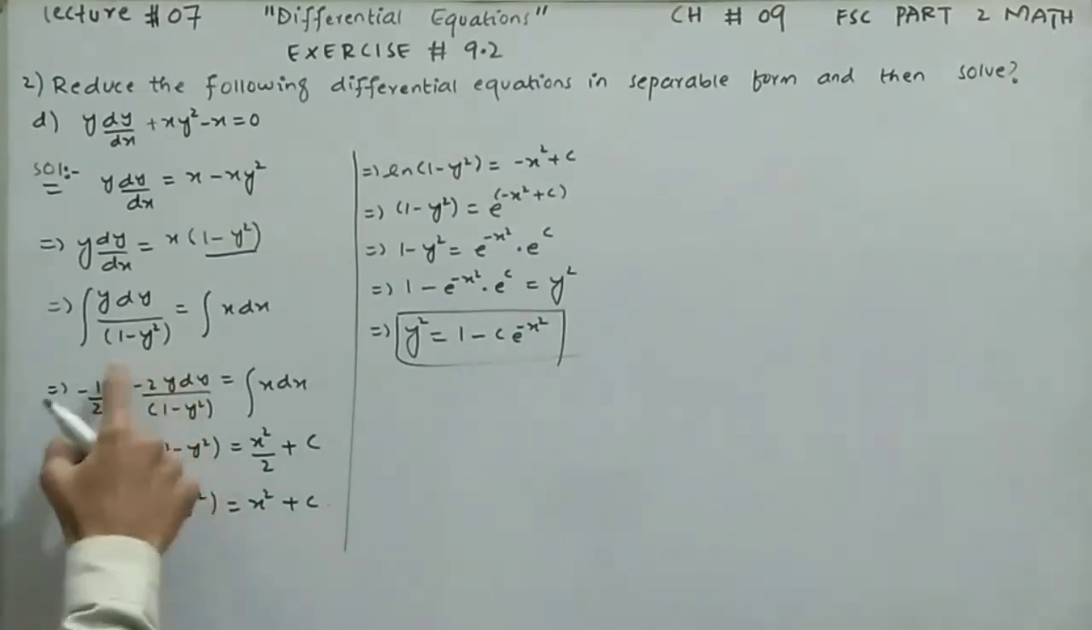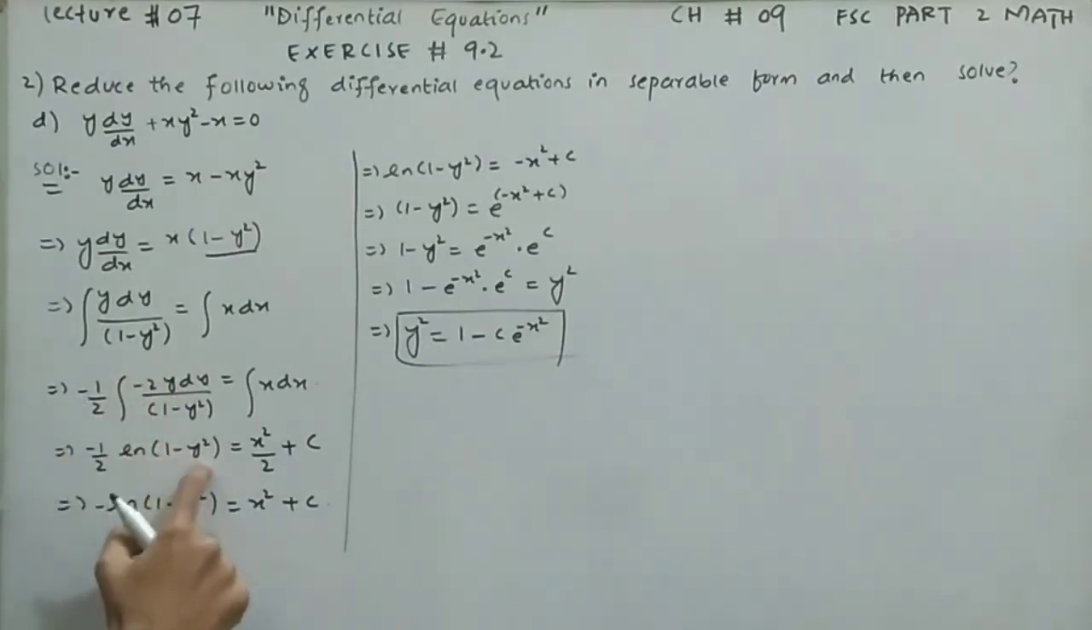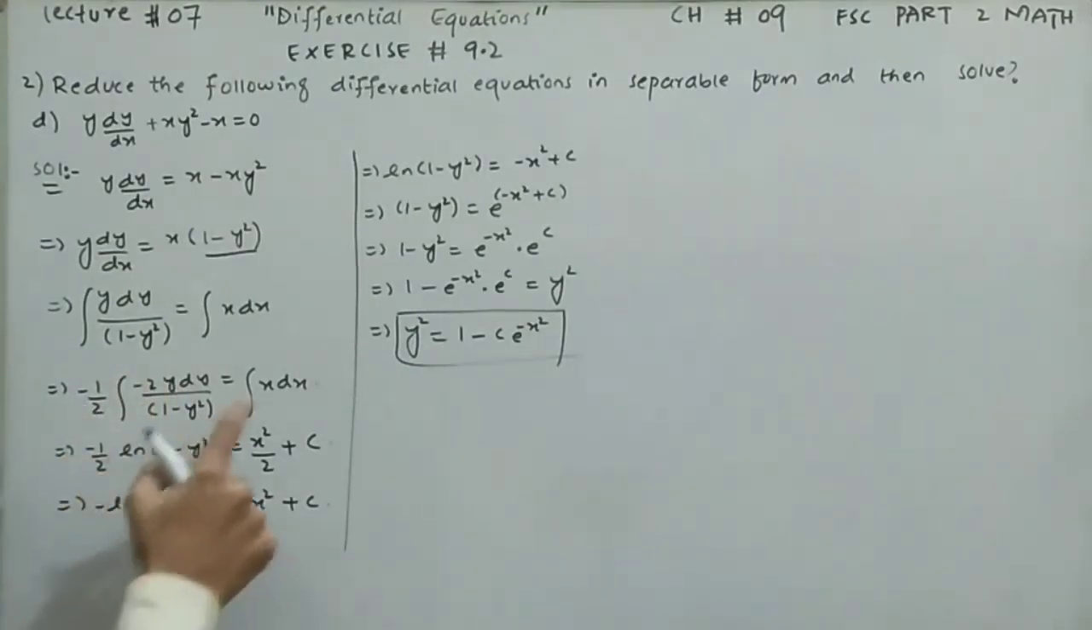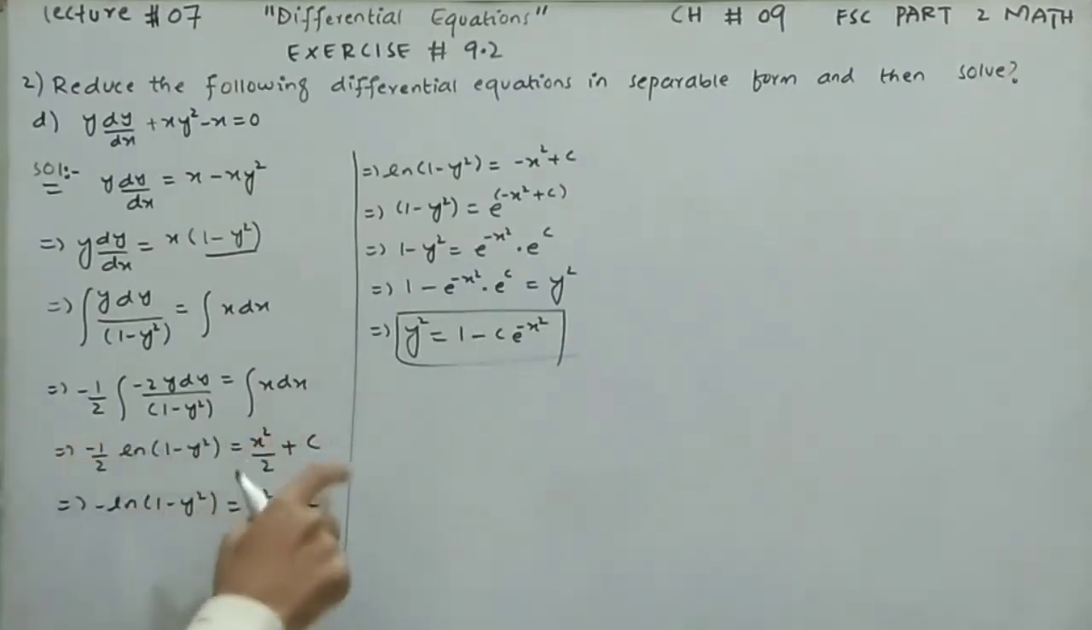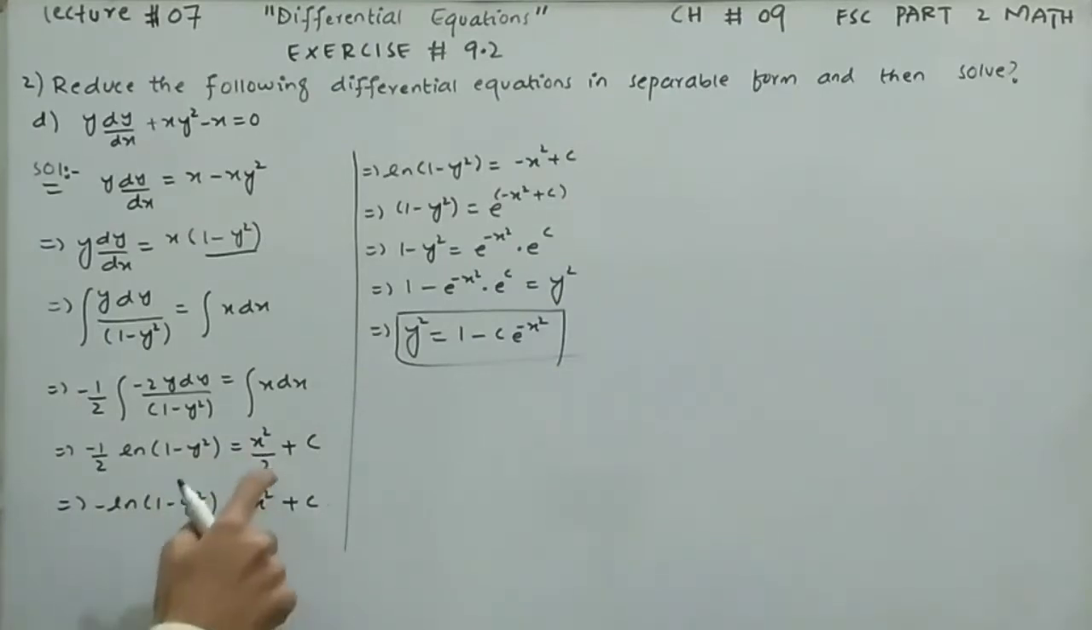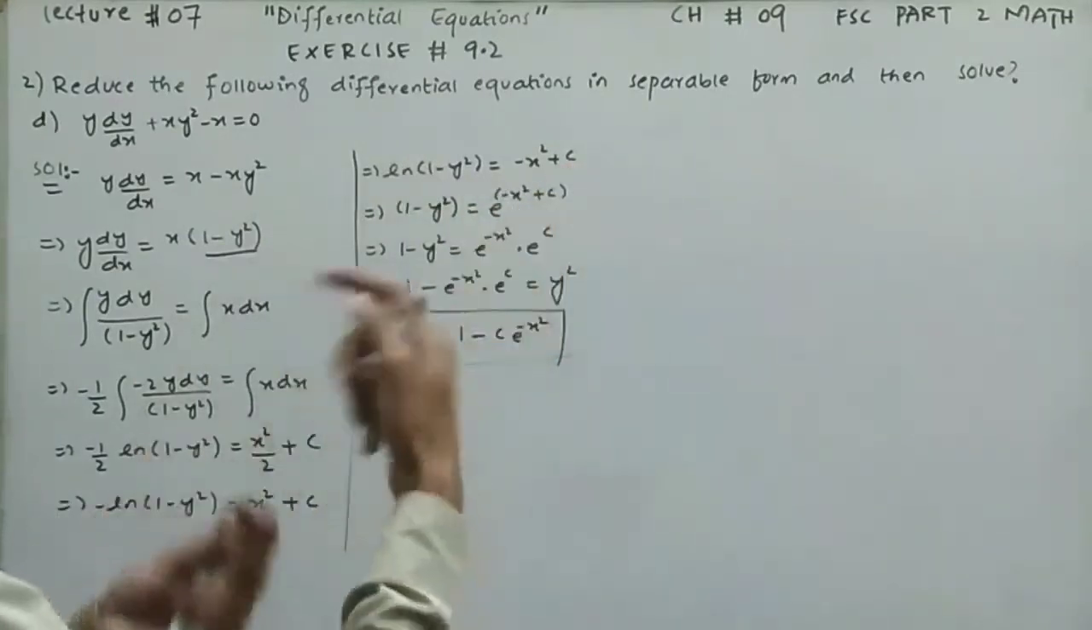So it means the integration of this whole function will be ln of 1 minus y square, minus 1 over 2 comes on as it is. Integration of x is x square over 2 plus constant of integration. Multiply this equation by 2, so it becomes minus ln of 1 minus y square equals x square, and 2 multiplied by any constant will still give us a constant c. Shift minus on the right hand side, it becomes ln of 1 minus y square equals minus x square, and minus c will again give us plus another constant.